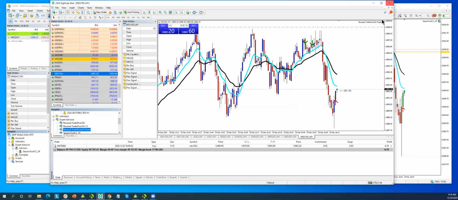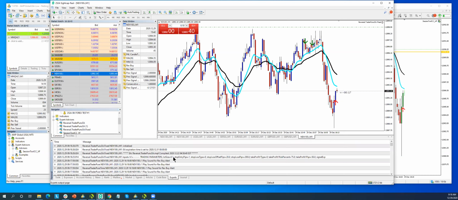And now you have the whole thing running. Now you have the algo running. You have this EA, and what's actually going to happen is the EA is going to set a sell. Let's see if we get experts. Compiled.